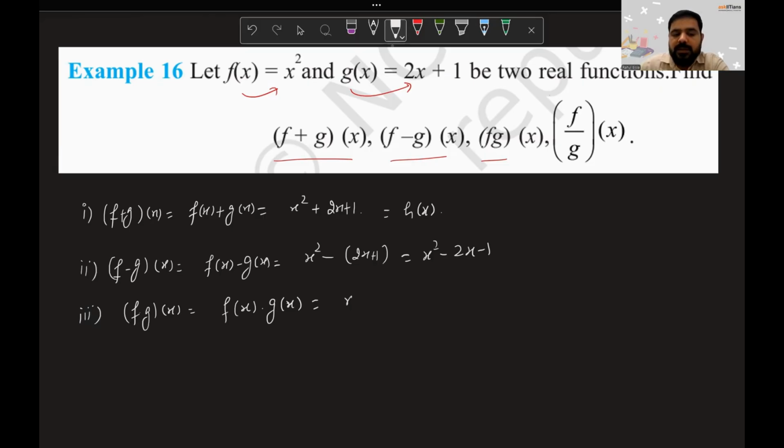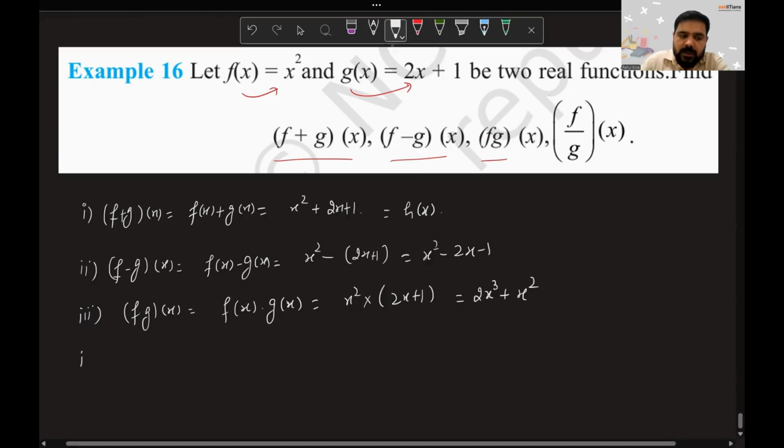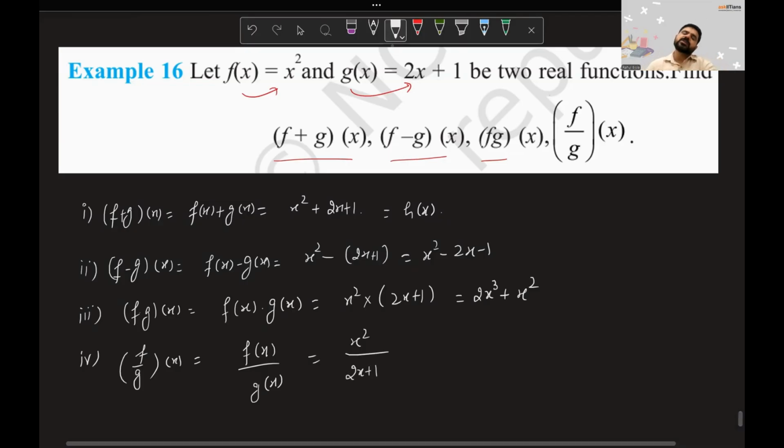This will be giving us x square into 2x plus 1. When we multiply these, we'll be getting 2x cube plus x square. This is going to be your f into g of x. The last one, f by g of x. This is going to be f of x by g of x. So we'll be having here x square by 2x plus 1.